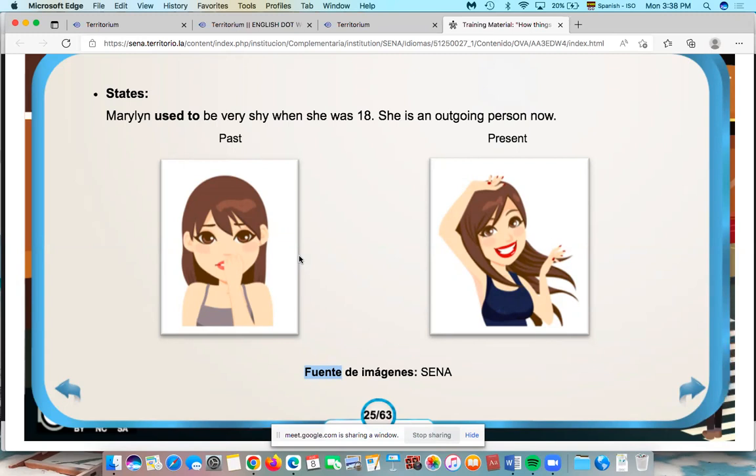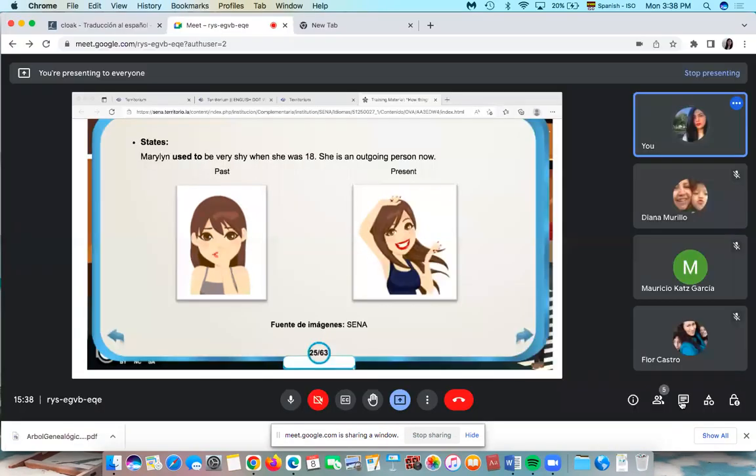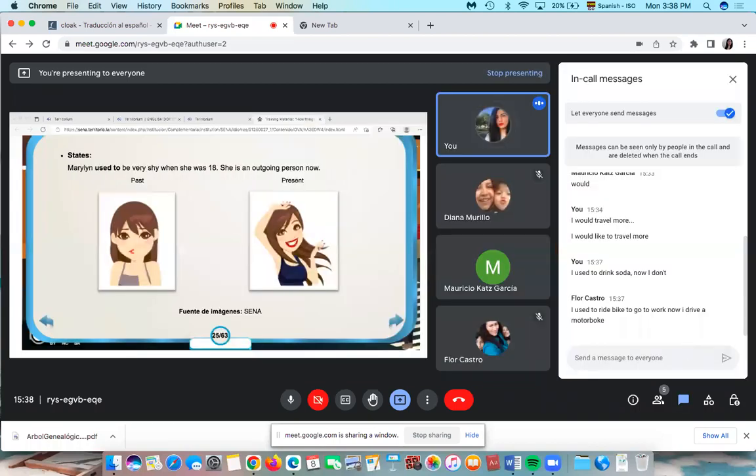Outgoing person now. So you look at the picture, shy probably was a person that was timid, yes? And outgoing is a person who is more sociable or more extroverted, yes? Be careful with the pronunciation here because she was 18 is different to 80, yeah? So yeah, it's a big difference when it's 18 versus 80, right?